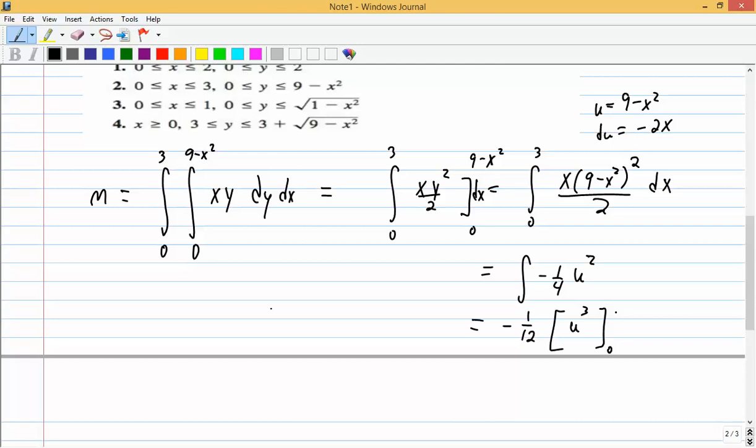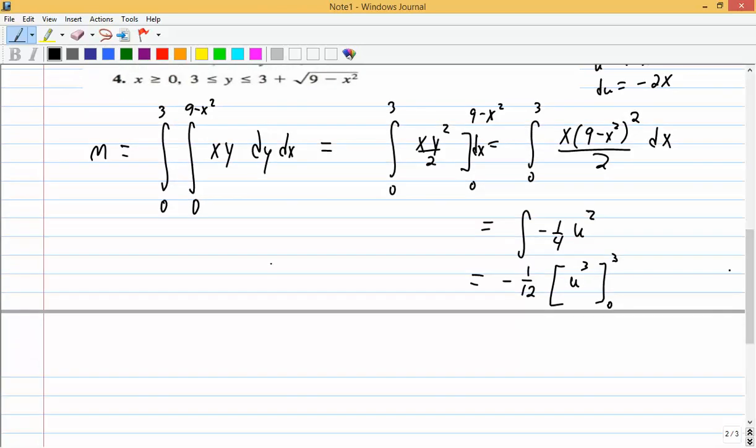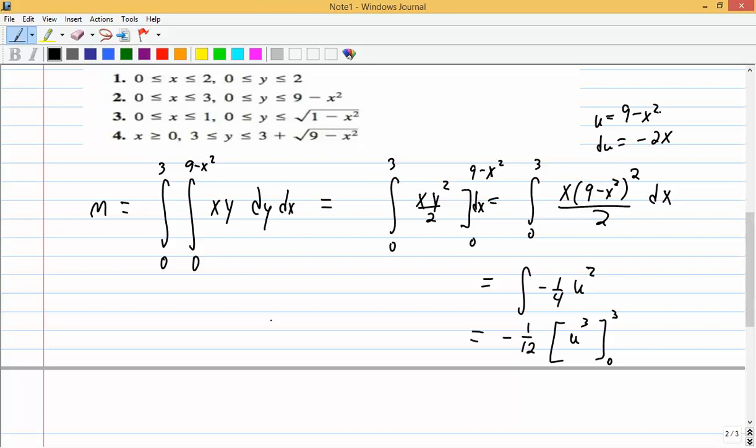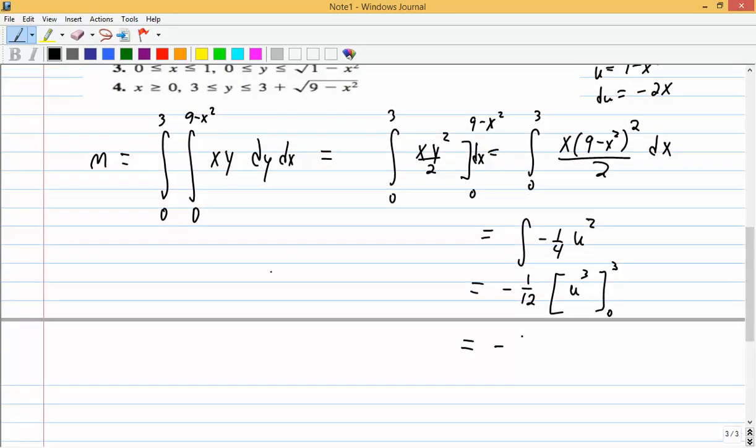Now, before you evaluate, don't do like I've done in the past. Just like if I'm working problems for fun on the weekends, don't just plug these numbers in. Remember, you have to plug your u back in. I've done that before, and it makes me feel really bad whenever I do that. So I let my u be 9 minus x squared. So it's negative 1/12 times 9 minus x squared cubed. And then that's what I want to evaluate from 0 to 3.